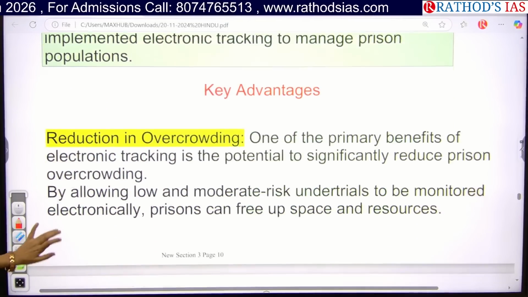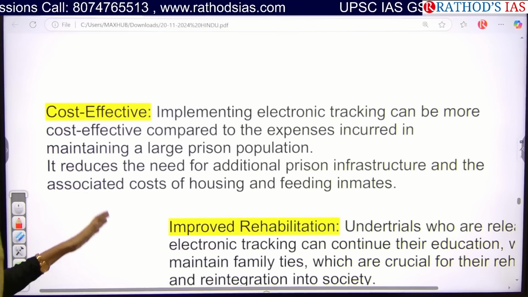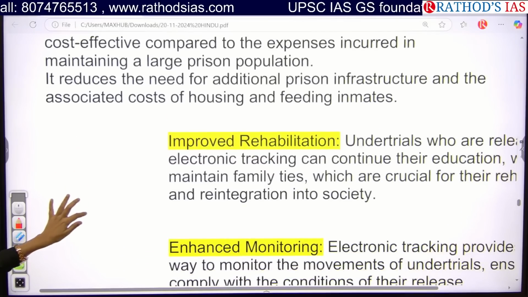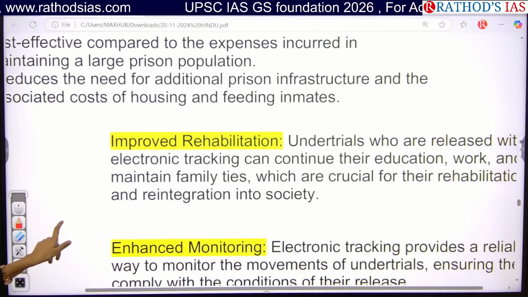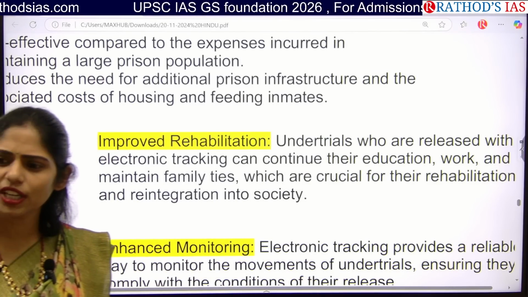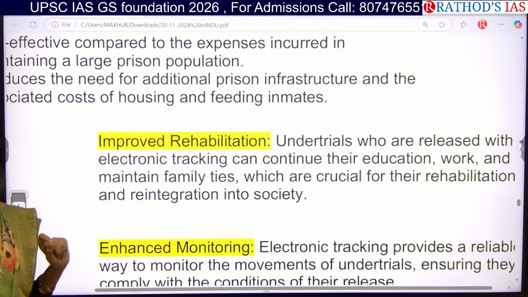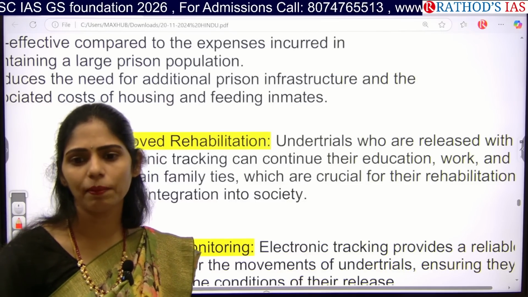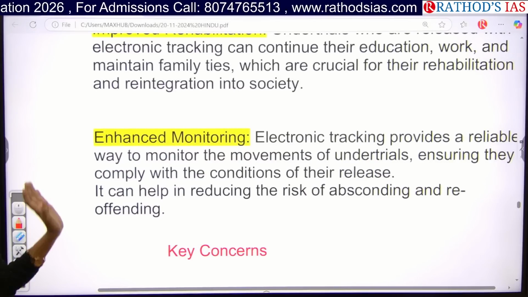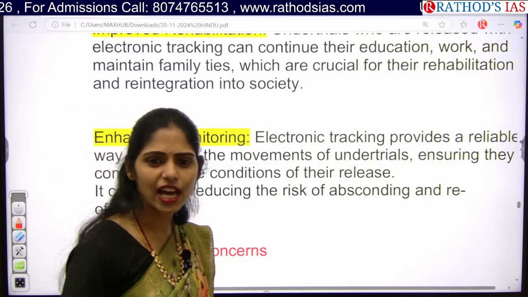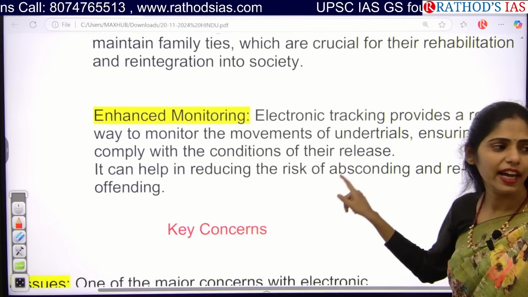So we can reduce overcrowding and decrease the cost. That will be cost effective because we can't maintain this large prison population. Next, we can improve rehabilitation. Whenever we track under trial people only electronically, they will continue education, continue their work, and continue their relations with the family, which is very crucial for rehabilitation and reintegration into society. We are not only focusing on punishment, we are reintegrating them into our society. And there will be enhanced monitoring. Even if we keep under trials in jails, no proper efficient monitoring will happen, but here we can ensure enhanced monitoring.